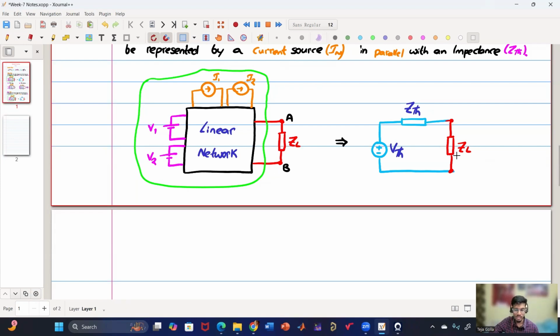Also in circuits where a complex network is there, in order to analyze, you can convert that into a simplified Thevenin impedance and Thevenin equivalent and Norton equivalent to understand or see the working of the circuit better.